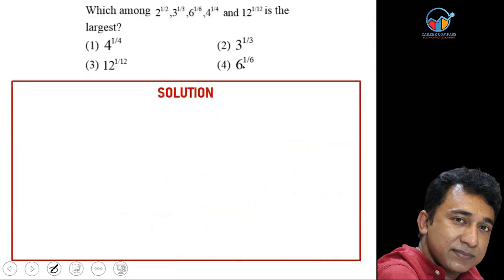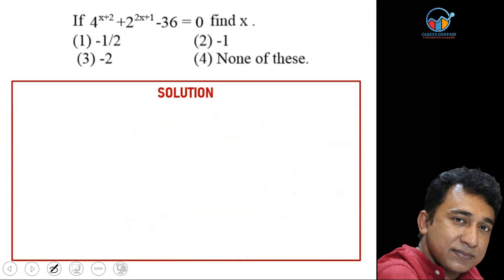So let me take you to the next one. In fact, this one I gave you. So what you can do for this one, you can first express everything as a power of 2. So you have 2 to the power 2x plus 2, that is 4, because you will have 2 square whole to the power x plus 2. And then you have 2 to the power 2x plus 1. This is equal to 36, right?